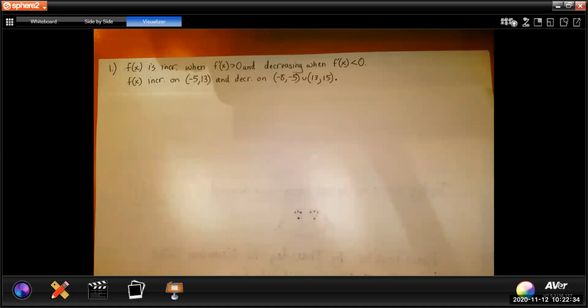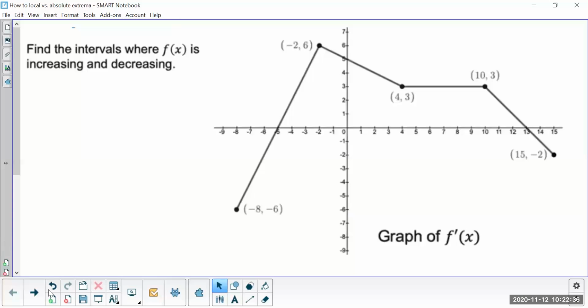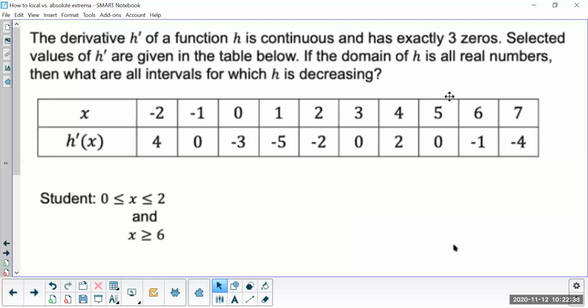Okay, switching back. All right, does everybody see the new problem? New problem came up, okay. Great, thanks for the feedback.